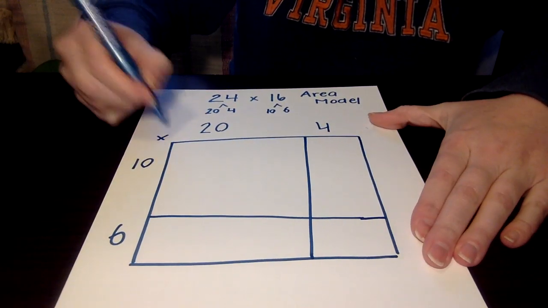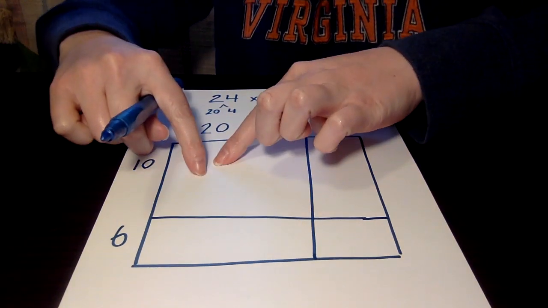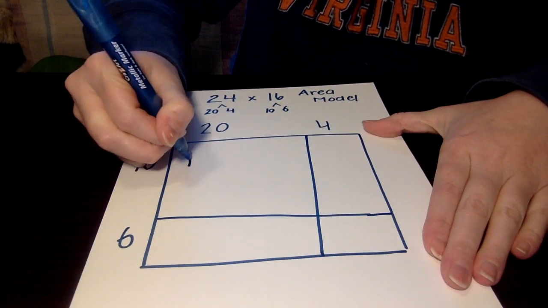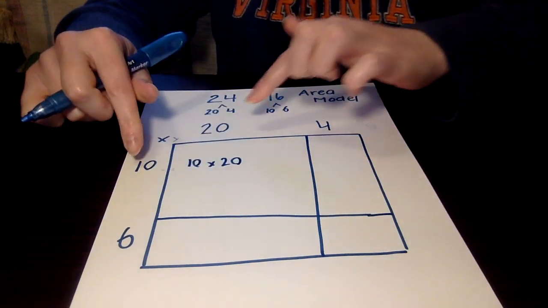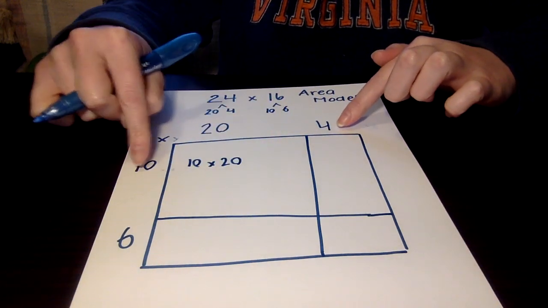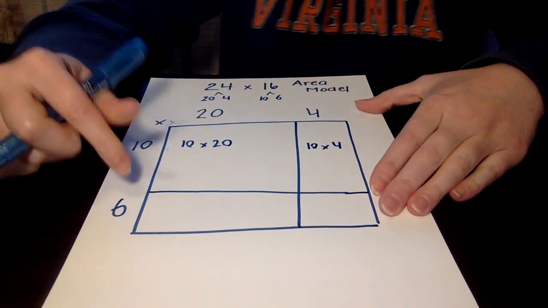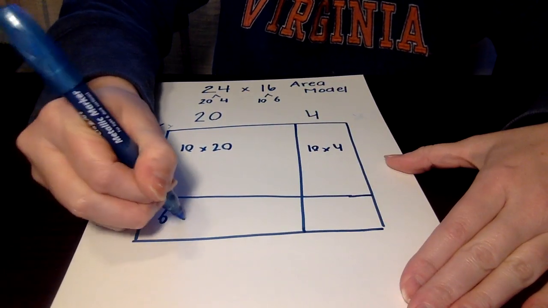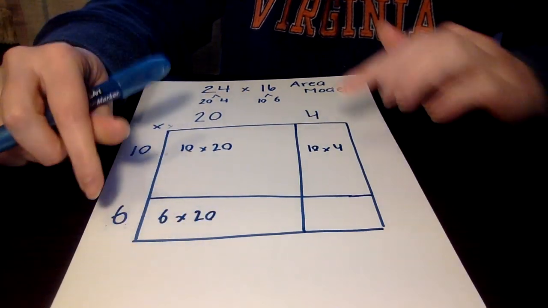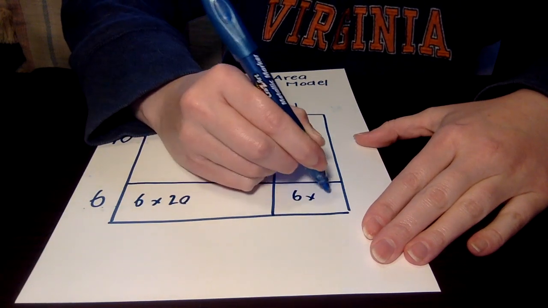I'm going to put my x in the top left corner, and I'm going to start by doing 10 times 20 because that's what would meet in this box. So 10 times 20. What would meet in this next box is 10 times 4. So we'll do 10 times 4. We'll go down. We have 6 times 20. And then we have 6 times 4 as our final equation.